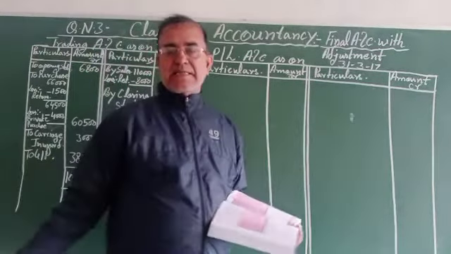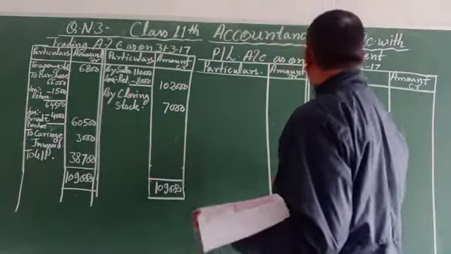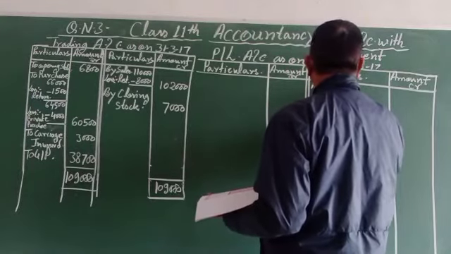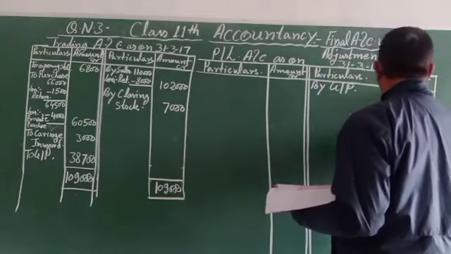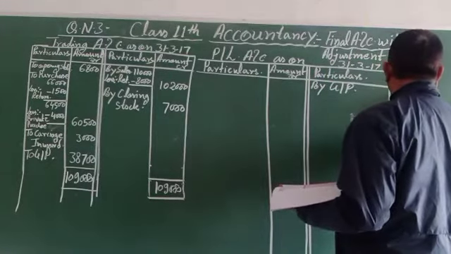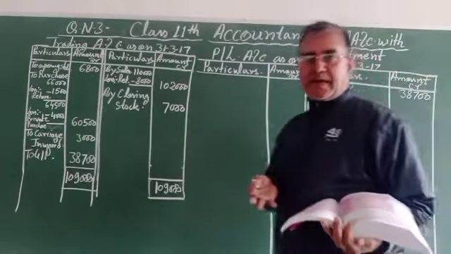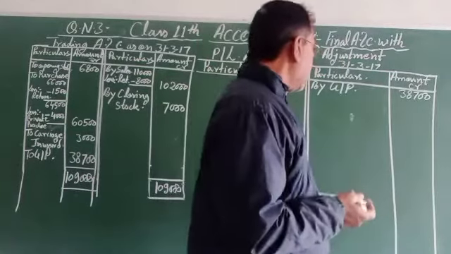Whatever the gross loss or gross profit, it is transferred to the profit and loss account. By gross profit transferred to profit and loss account, 38,700. In the credit column, whatever income is given will be recorded in the profit and loss account.